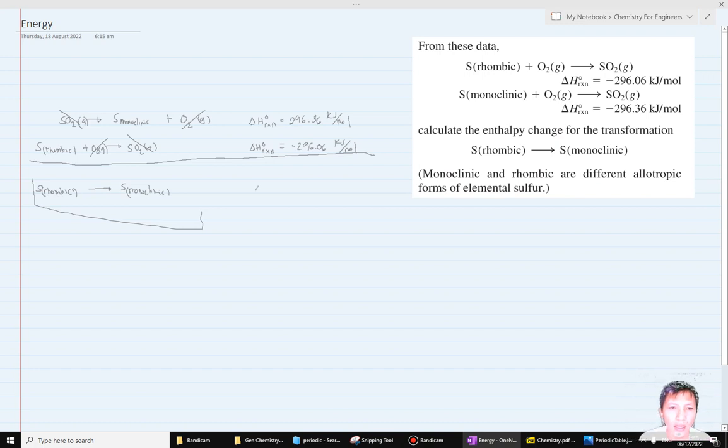So the delta H of this reaction in standard state, that is the formation of S monoclinic from S rhombic, would be 0.3 kilojoule per mole. If the mass of the sulfur is given, then we could compute the exact energy in kilojoules, not in kilojoules per mole. Okay, so thank you guys for listening.